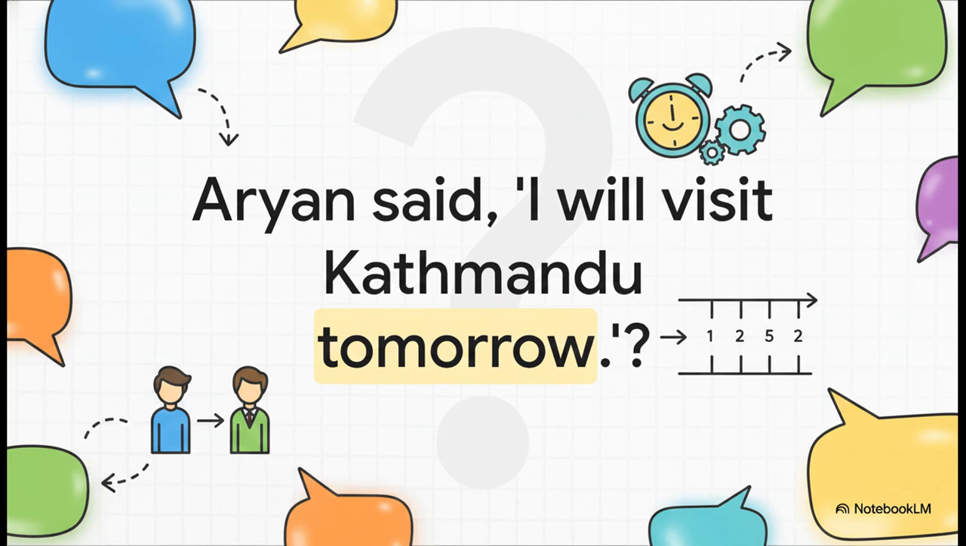And wow, that brings us to the final challenge of our explainer. Check out Aryan's quote. Aryan said, I will visit Kathmandu tomorrow. Ooh yeah, this one is a triple threat. It needs a tense shift, a pronoun shift, and a time adverb shift. So, how does this transform into reported speech? Well, I'm actually going to leave you to solve this provocative little grammar puzzle entirely on your own.